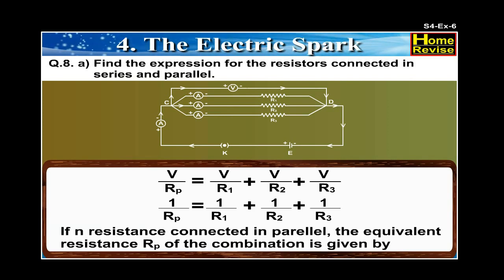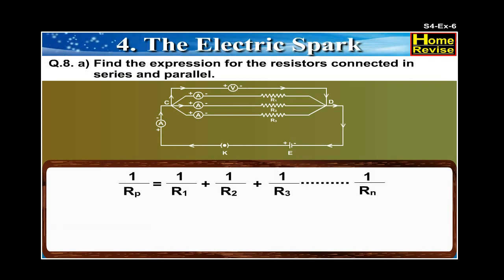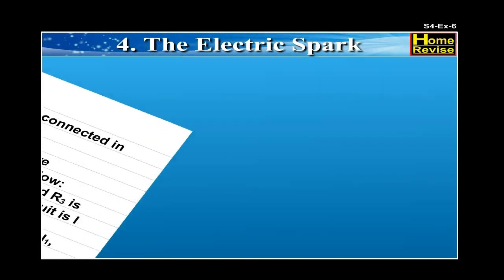If n resistances are connected in parallel, the equivalent resistance Rp of the combination is given by 1 upon Rp is equal to 1 upon R1 plus 1 upon R2 plus 1 upon R3 till 1 upon Rn.